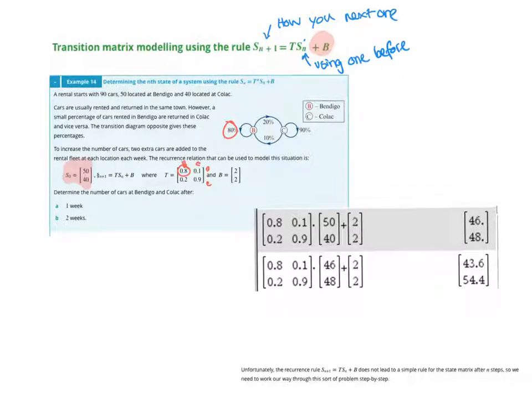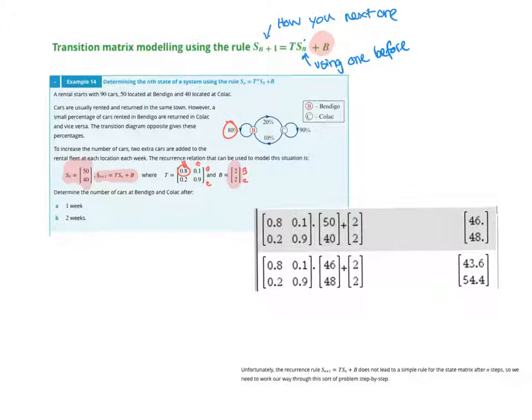Now they're also saying, to increase the number of cars, 2 extra cars are added to the fleet at each location each week. And this can be seen. So can you see, here's the rule, they're going to add this each week. So that's going to follow the same pattern, Bendigo and Colac. So how many cars are they adding to each place? 2, good. So 2 cars are going to get added to Bendigo and Colac.